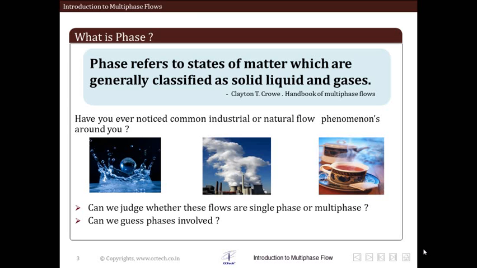Can we judge whether these flows are single phase or multi-phase? Can we guess phases involved in these flows? Out of curiosity, you can just look around any natural or industrial phenomenon around you which involves flow or heat transfer or mass transfer. You would see that in reality, a lot of flows contain multi-phase. You should try to guess or study what type of phases are involved, the number of phases involved, how the exact phenomenon works.